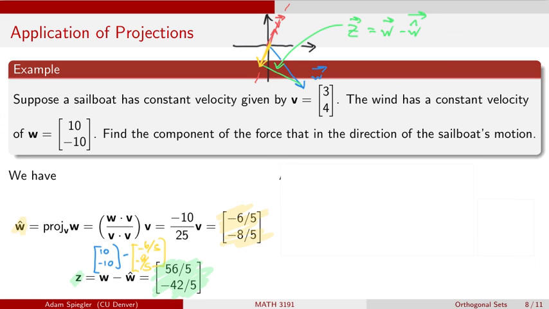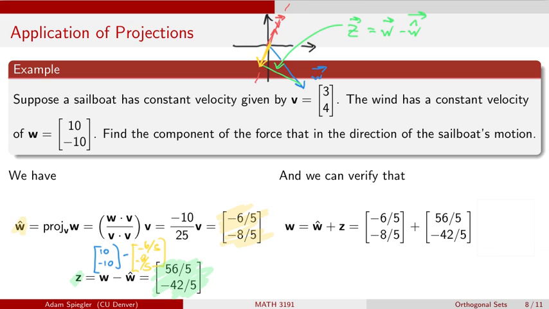And then we can double check our work to make sure that if I take W hat and Z, so if I take the orthogonal projection and the component which is orthogonal to V, and add these back together, I should get back the vector that we started with. And you can verify that indeed adding the projection to the orthogonal piece gives us back the original wind vector, which was (10, -10).